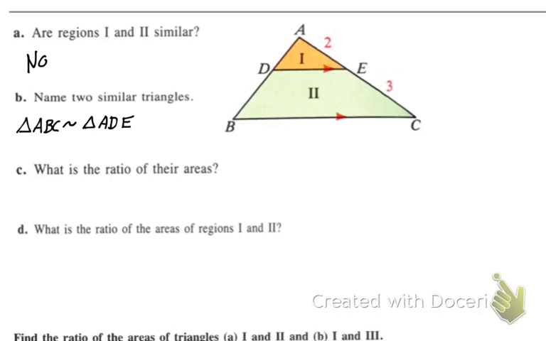The next one says, what is the ratio of their areas? Can someone tell me the first step I need to do to get my ratio of areas, since I don't know either one of my areas? What do I need to find first before I find the ratio of areas? Yeah, Mary. I need the scale factor, which should be just comparing their sides, right? So I'm going to do ABC to ADE.